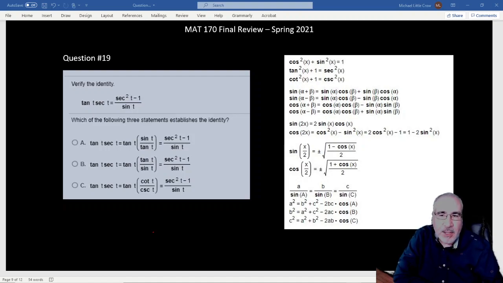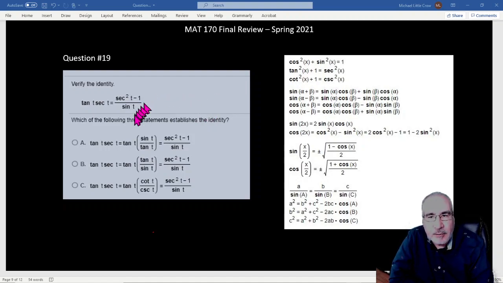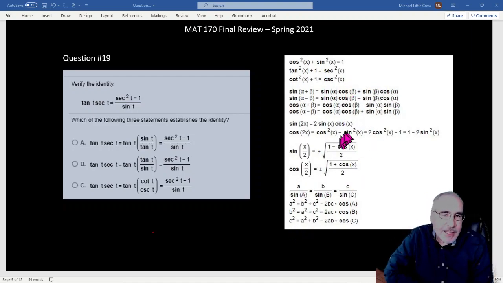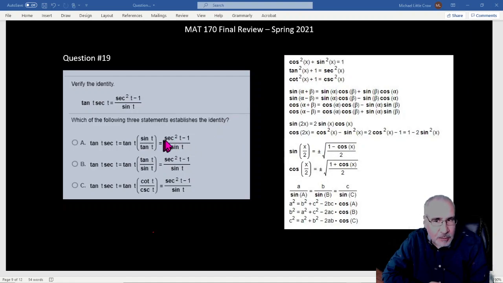Okay, 19. So for this, when we're dealing with identities, we have to remember we've got some support in the test. This is in question number 1, which has all the trig identities, and the squared identities are going to be important here because I see secant squared t minus 1.